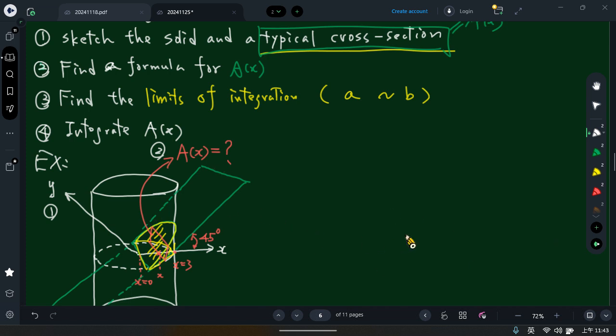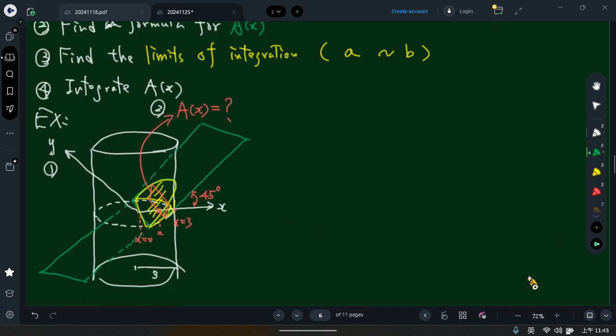Okay, so if you want to calculate this A of X, let me just show you that. Here is green, here is the white part. Then if I just cut it at some X, because the degree is 45, so different X, when you just cut different X, the height will also be X. Do you agree with that?